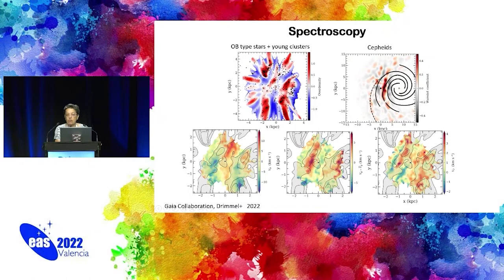On the right you have the Cepheids, so you can outline the spiral arms. In the bottom part you see the three components of the velocity: V_R, V_phi, and V_z, and you can see that where we have the higher densities of the spiral arms, we have a component of the velocity which is different than in the interarm. So we have different velocities in the arms than in the interarm, something that you can exploit in the future.